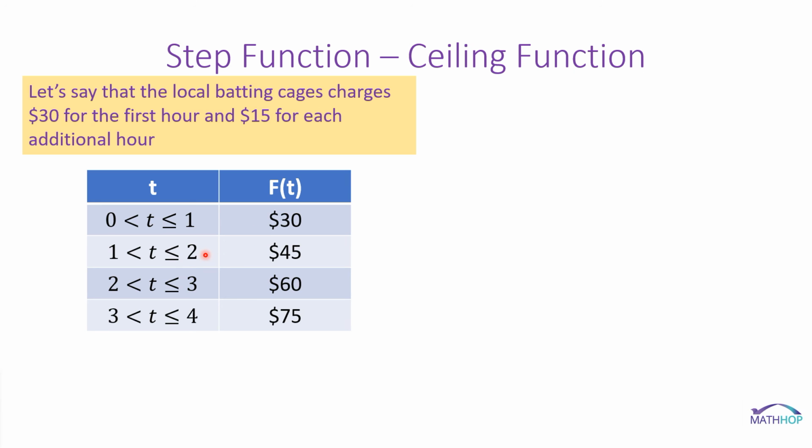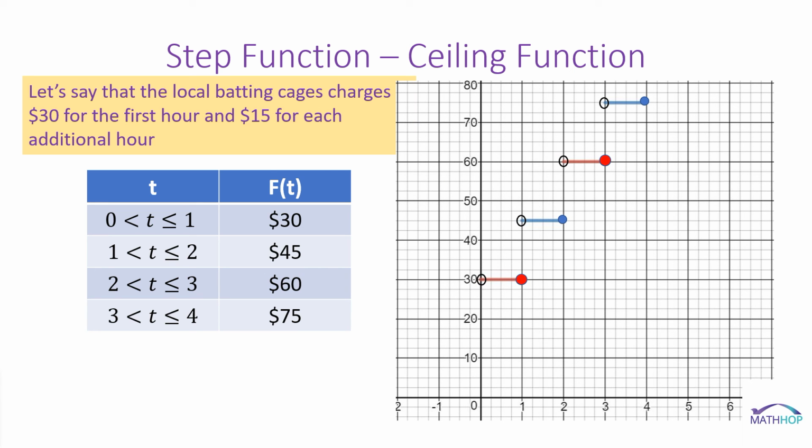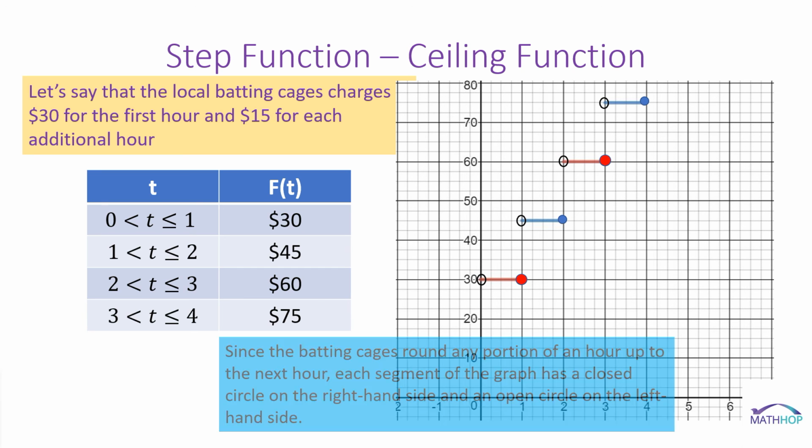Once you go over 2 hours and up until you hit 3 hours, you owe 60. And I guess you can figure out what happens once you go over 3 hours. Up until you hit 4 hours, you would owe 75. Graphing this function looks like this. It is a step function. However, this time the closed circles are on the right-hand side, so opposite of what we just saw.